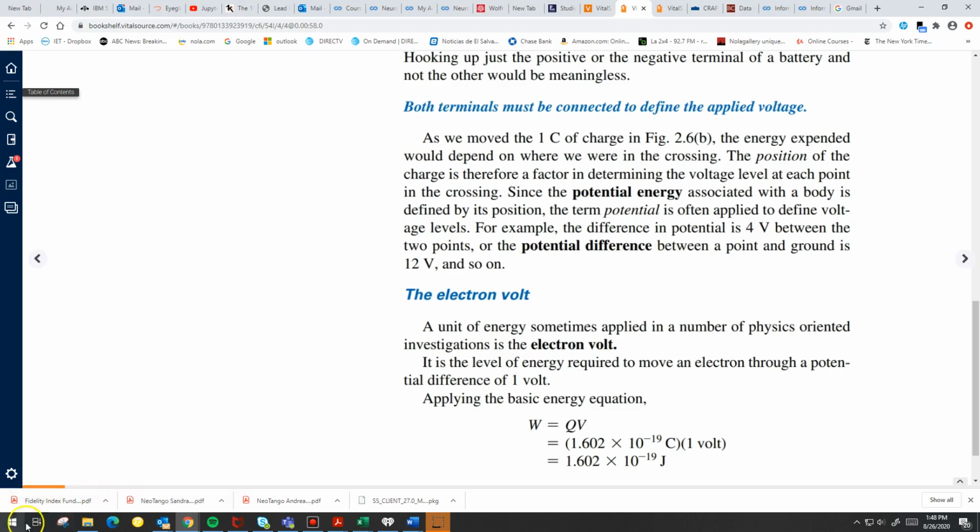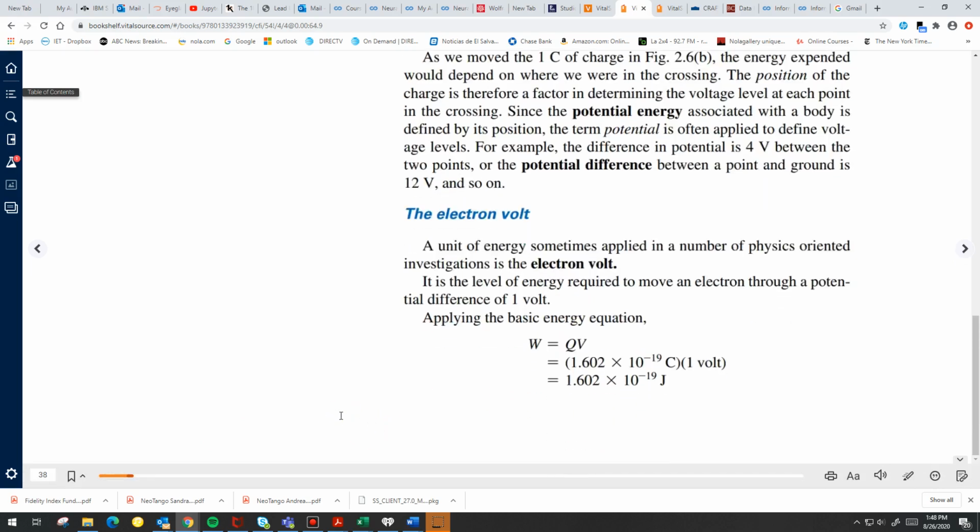Okay. All right. So another way of defining energy is also using what is called the electron volt. Again, we're not going to be using much of electron volts, but it's one of those terms that will be used in the book, and so it's important that you at least understand what that means. The electron volt is the level of energy required to move an electron through a potential difference of 1 volt. So electron volt is also a unit of energy.